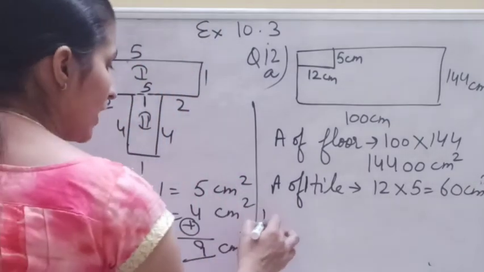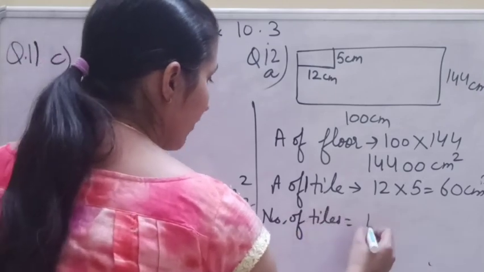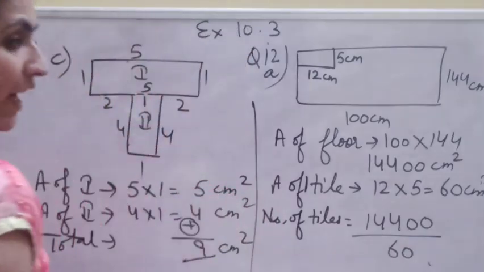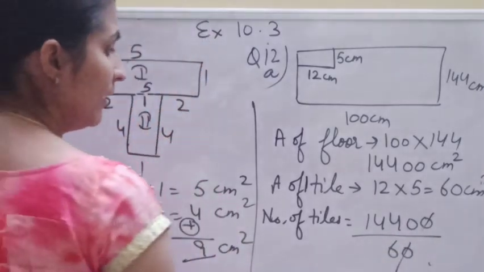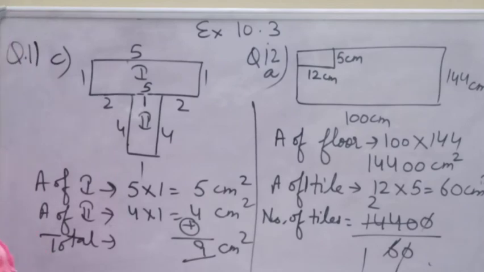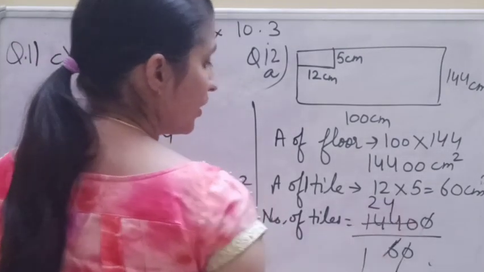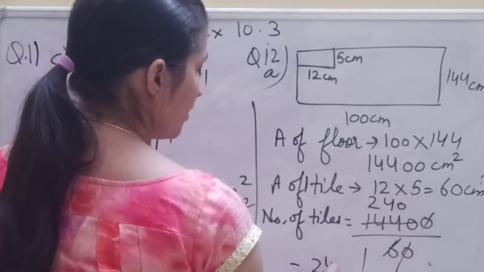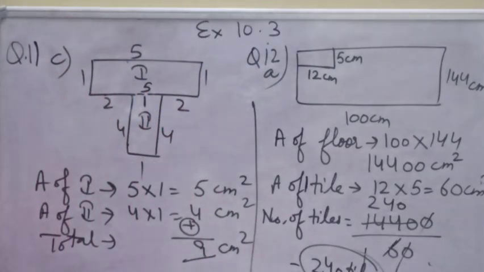Now the number of tiles we have to find. So what we will do? We will divide the total area by one tile because we want the number of tiles. So 0 to 0 cut. 6 ones are 6. 6 twos are 12. So 14 minus 12 is 2. 24. 6 fours are 24. 6 zeros are 0. So your answer is 240 tiles. So this way we can do our question number 12.